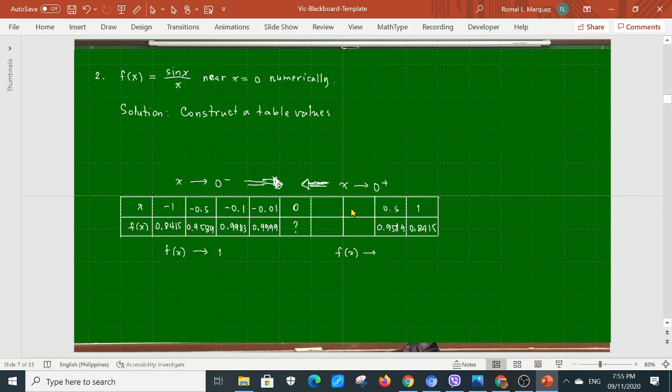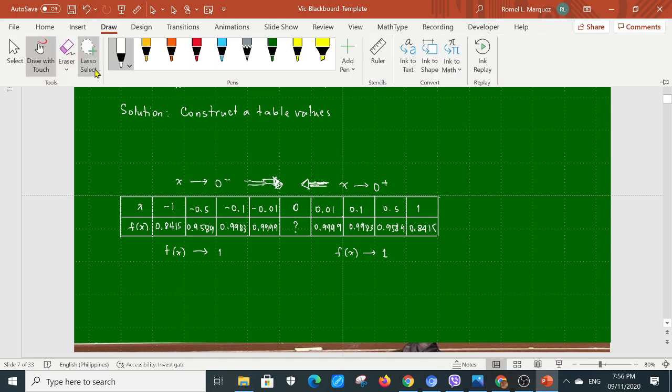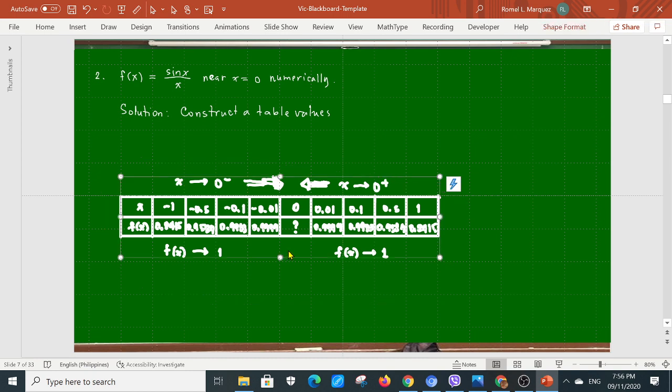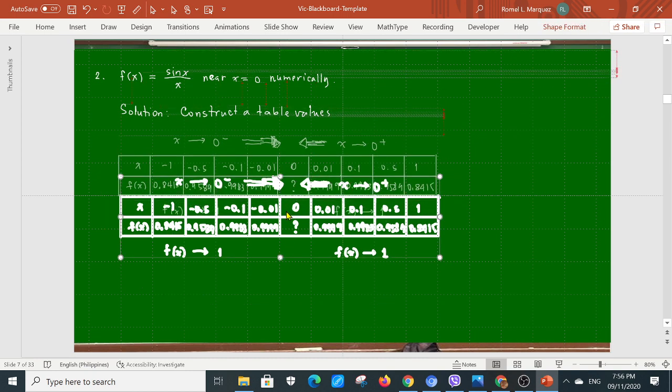Although I will make the x values positive: 0.1, 0.01. Here I get 0.9983, while here 0.9999. So what do you think? F of x approaches 1 also. So we now have this conjecture. Let me transfer this because we have too much space. Let me move you here.